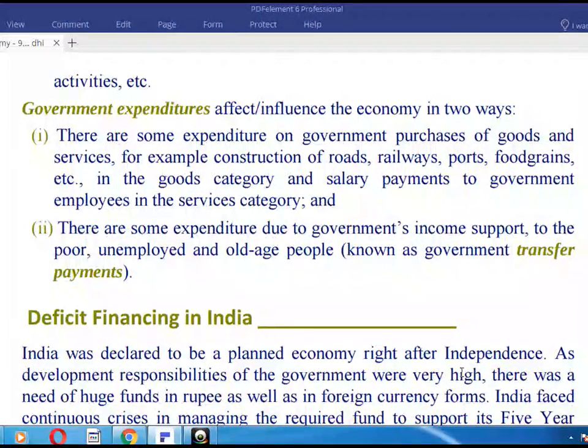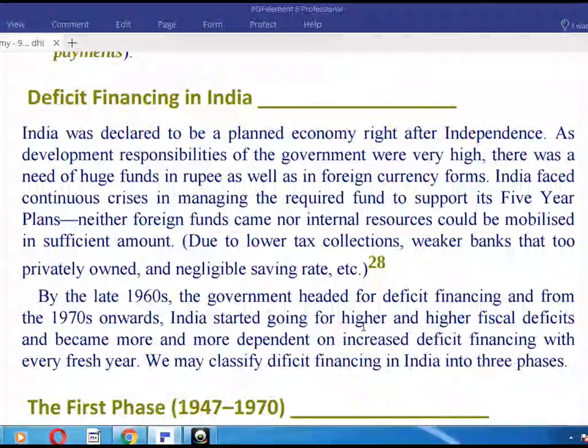Government expenditures influence the economy in two ways. There are some expenditures on government purchases of goods and services, for example, construction of roads, railways, ports, food grains, etc. in the goods category, and salary payment to government employees in the services category. And there are some expenditures due to the government's income support to the poor, unemployed, and old age people, known as government transfer payments.